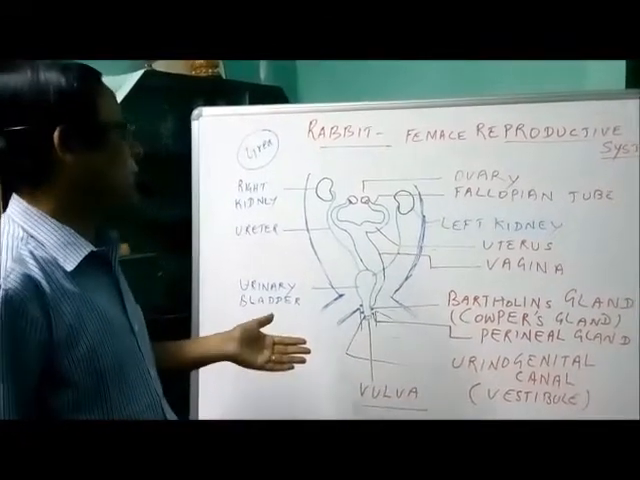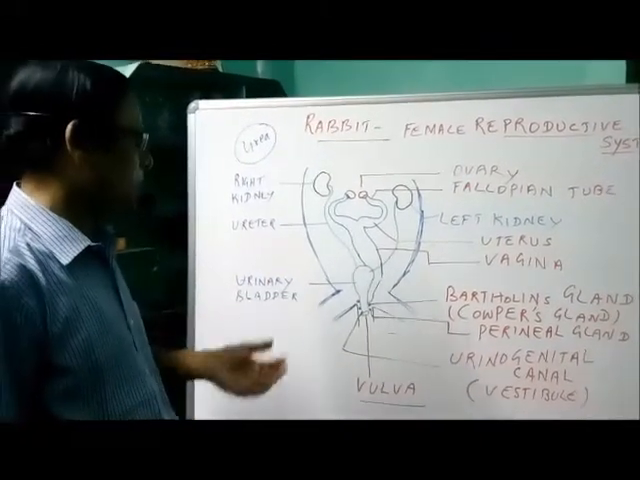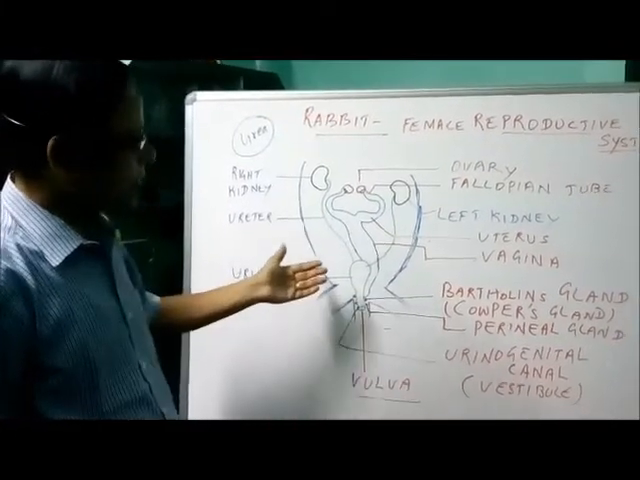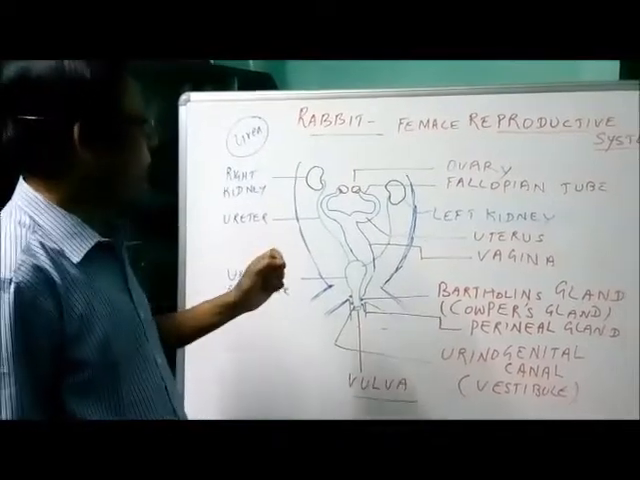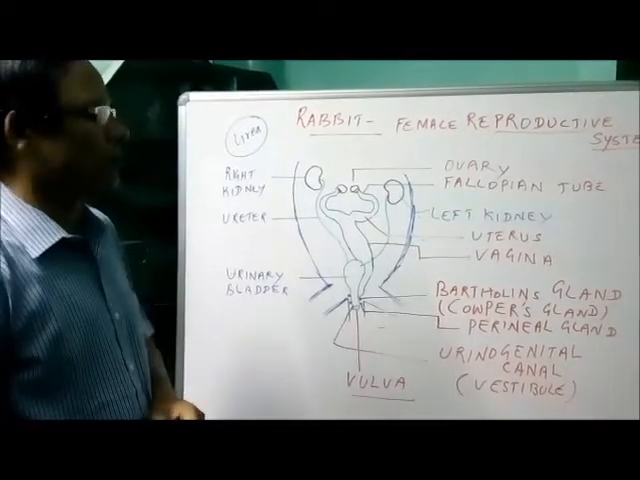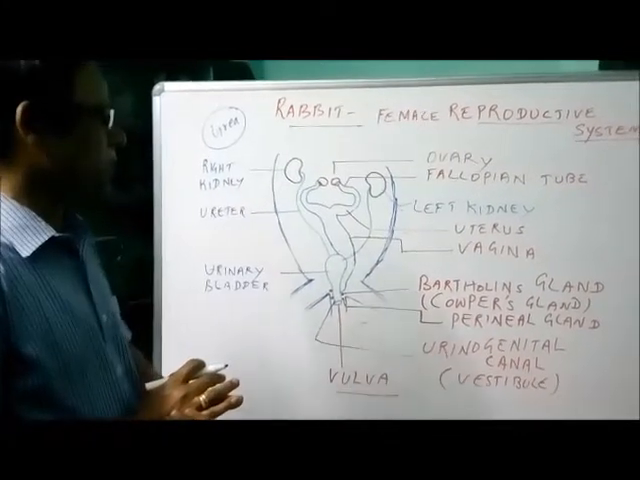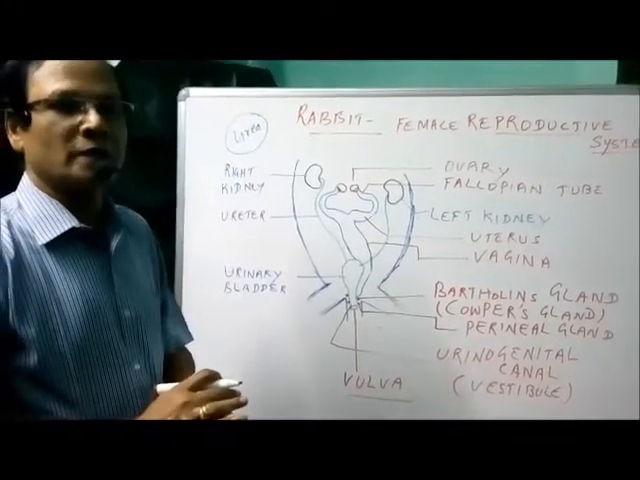So this is about the female reproductive system, a simple organization. You have to study separately the urinary system and the reproductive system, together the urinogenital system in the female. So this is the last part of your lesson, what is given in the book regarding the rabbit.